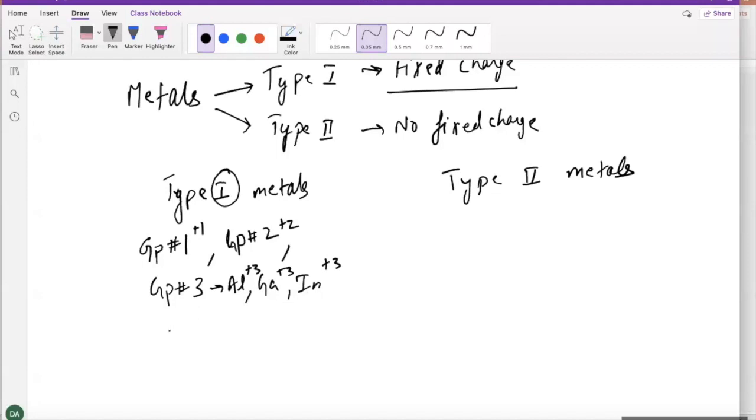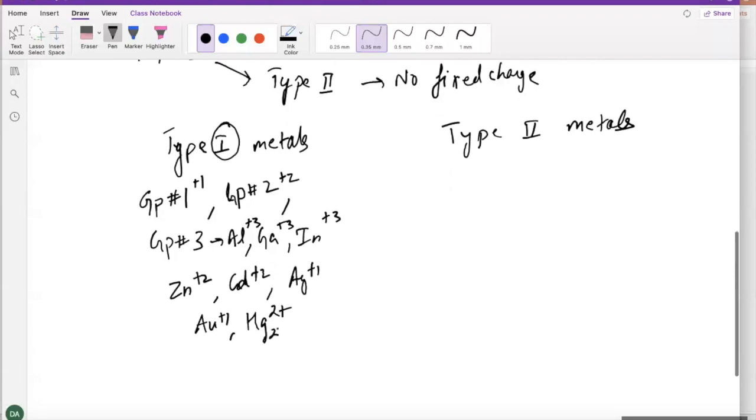Then we also learned some exceptions, that zinc is +2, cadmium is +2, Ag is +1, Au is +1. We also learned Hg2 is 2+. So all of these, for which we know the charge already, they are type 1 metals. Then all other metals for which we do not know the charge are type 2. So that's a simple definition. The ones which are not type 1 are type 2 metals. So all other metals, charge not fixed, we already know that.